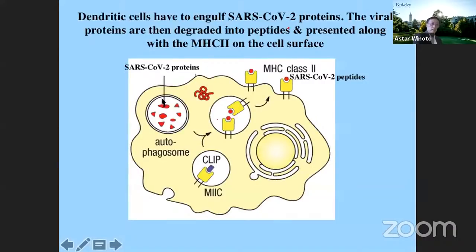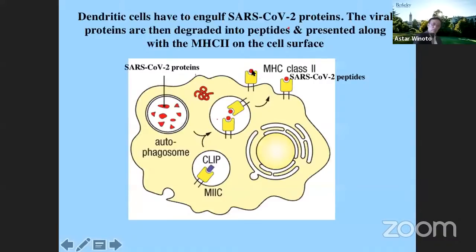So when dendritic cells acquire the SARS-CoV-2 protein, this protein is then degraded into peptide. Okay, so this protein is chopped into pieces. And this peptide is then loaded onto the MHC2, and the whole thing goes back to the membrane. And so now it can recruit T cell.